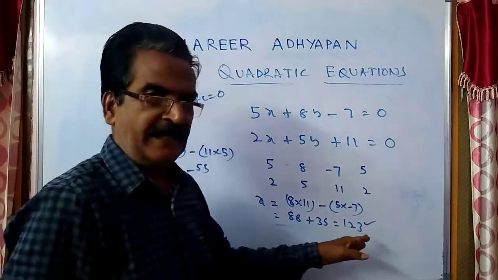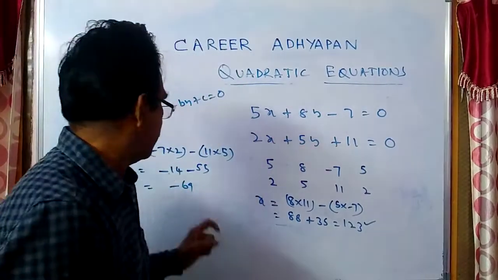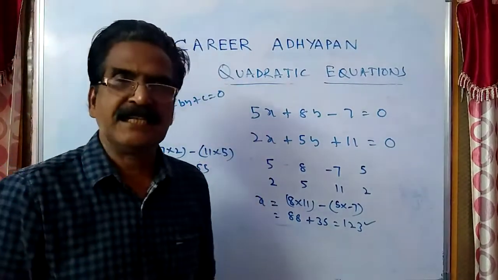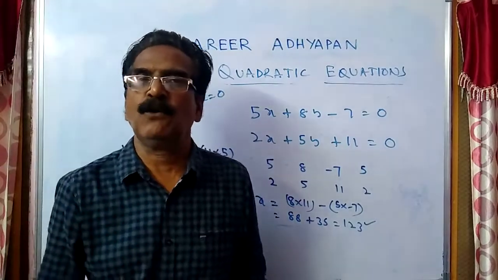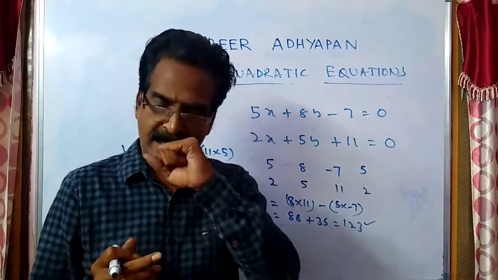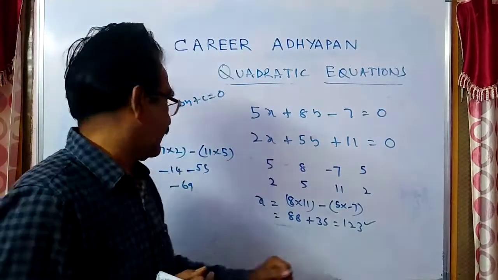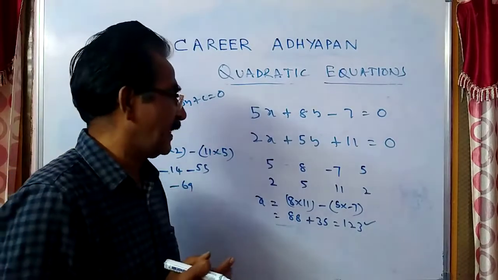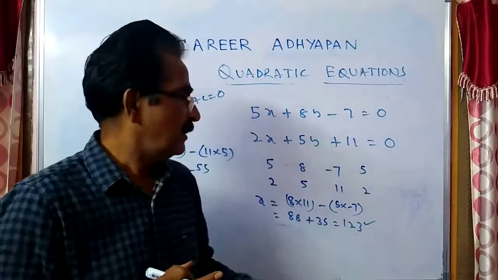X is 123, y is minus 69. So here also x greater than y. X is 123, y is minus 69. So x greater than y.